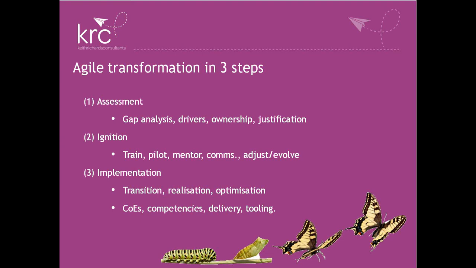Now this means, and we're being very simplistic here, looking at things like COEs, which are Centres of Excellence, looking at what competencies you've got, how you're delivering, and the tooling you're actually using at your organisation. Now this is a transformation plan, and if you want to know more about what it entails, maybe drop Claire an email, because we've got a template of how that journey would look, and we'd be more than happy to share that with you.